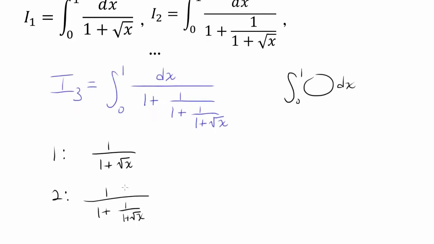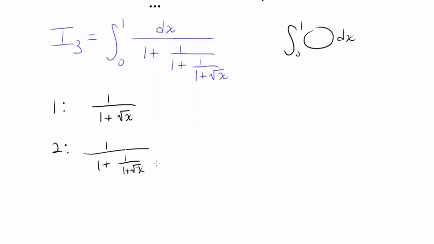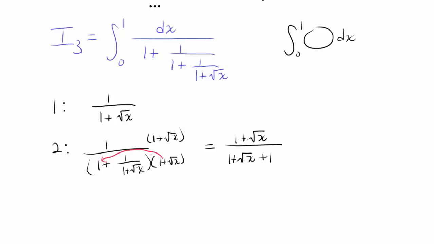of x. An easy way of simplifying this one is by multiplying by 1 plus square root of x to both top and bottom, so we don't have this complex fraction, and you're going to get 1 plus square root of x over 1 plus square root of x plus 1. Just distributing this 1 plus square root of x, multiply it by 1, and when you multiply it to this fraction, these are going to cancel out. That was the entire point of multiplying by that. And you're going to get 1 plus square root of x over 2 plus square root of x. So that's the first one, that's the second one.